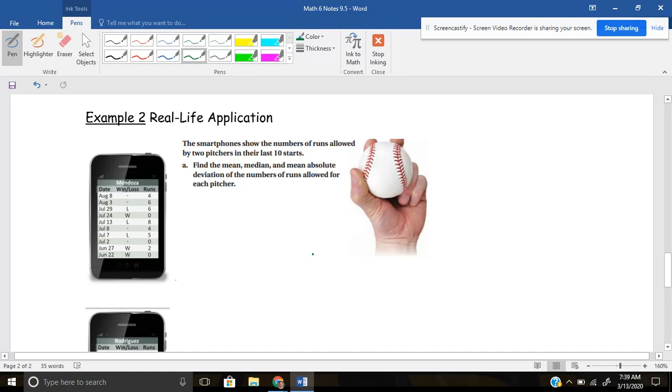Okay, so let's first do Mendoza. And here are the runs allowed. I'm going to start by listing it in order, least to greatest. So I have 1, 2, 3 zeros. My next smallest number is 2. And I've got a couple 4s.